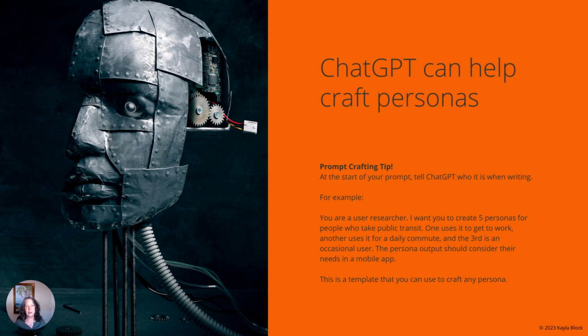Start by telling it to act as a user researcher. This helps it understand the context of what you're looking for. Ask for the number of personas that you want and provide as much or as little detail as you'd like, and let it know what you'll be using the personas for. Here, I asked it to create 5 personas, and I only gave high-level details for 3 of them.